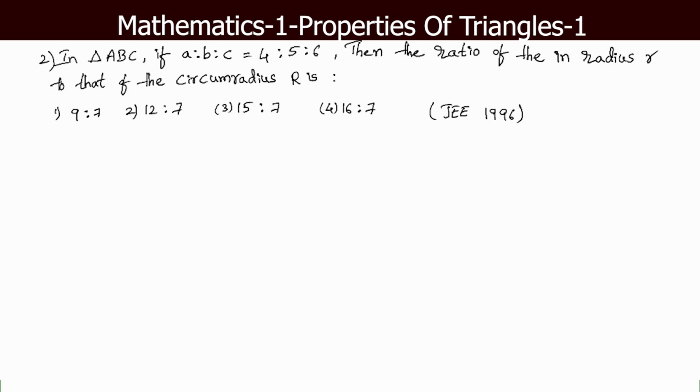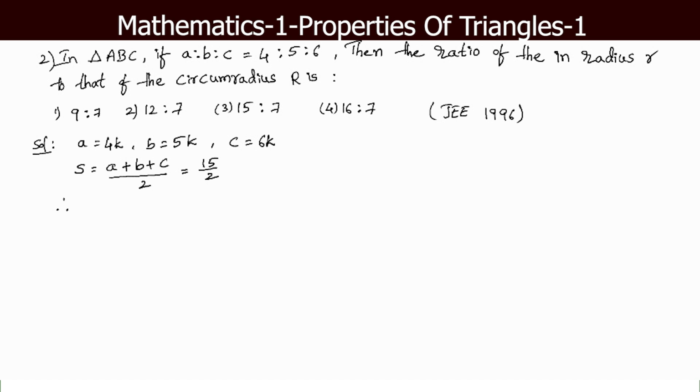Now come on, because a, b, c are in the ratio of 4:5:6, we can assume a is equal to 4k, b is equal to 5k, c is equal to 6k, where k is a constant. So that means small s, that means half the perimeter, is equal to (a plus b plus c) by 2, which is 15k by 2, of course we can say that is 15 by 2.